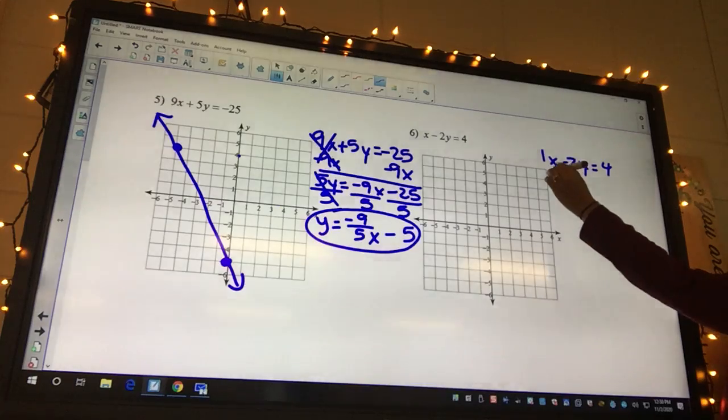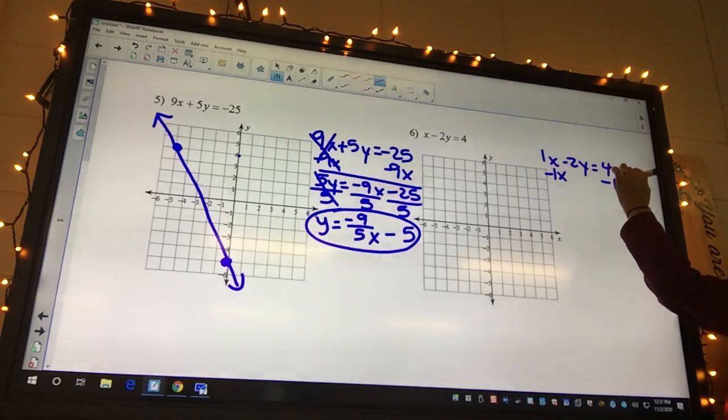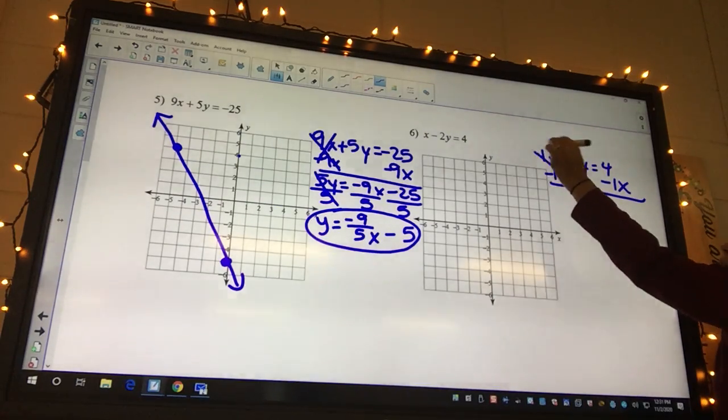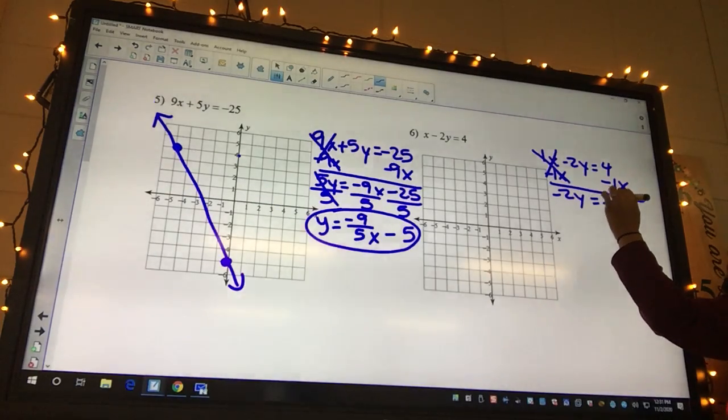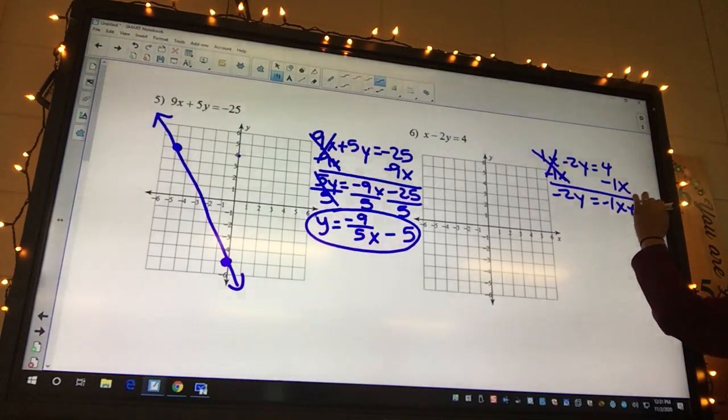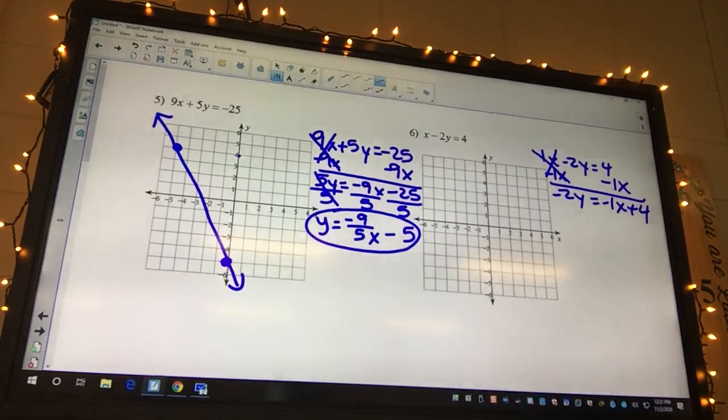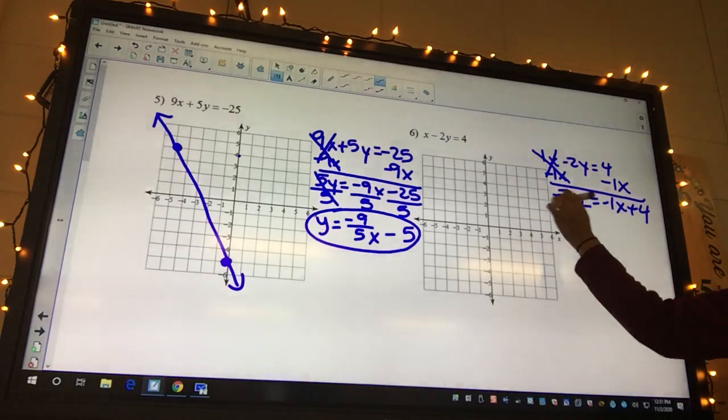So we're going to subtract 1x from both sides. So I got negative 2y equals negative 1x plus 4. And then we got to divide everything by negative 2.